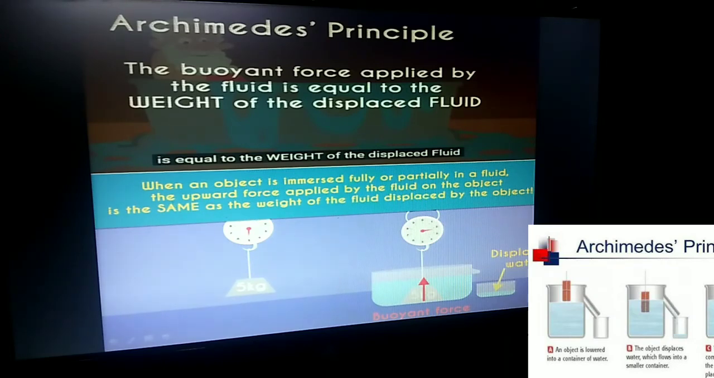When an object is immersed fully or partially in a fluid, the upward force, or upthrust, or buoyant force applied by the fluid on the object is the same as the weight of the fluid displaced by the object.